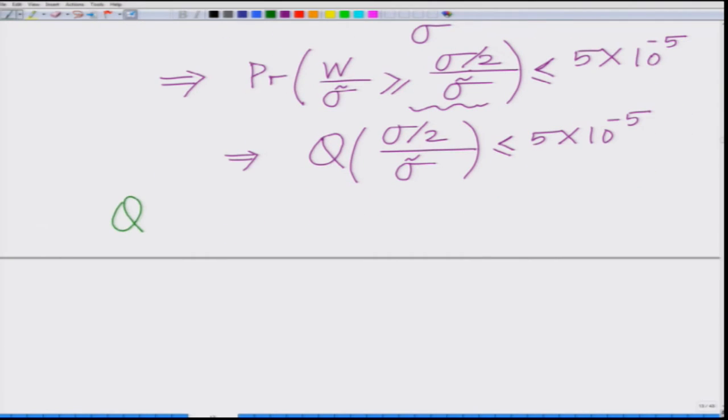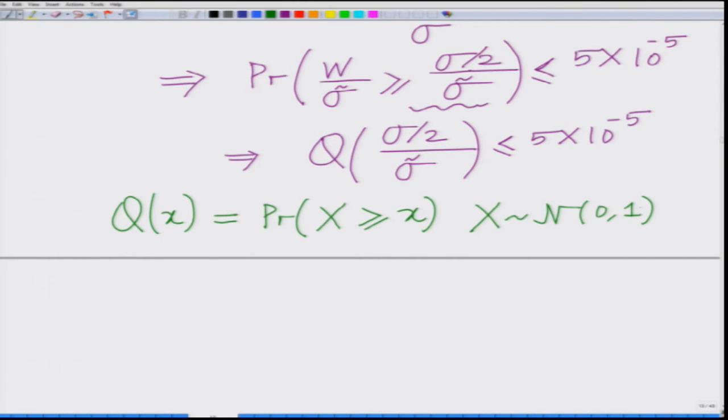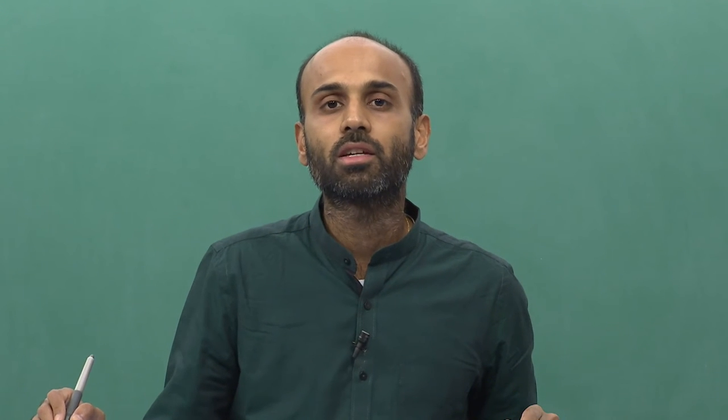Q of x equals the probability that X is greater than or equal to this quantity x, where X is a standard Gaussian random variable, mean 0, variance 1. So, we are saying the probability that w divided by sigma tilde, which is a standard Gaussian random variable, is greater than or equal to sigma by 2 divided by sigma tilde, that is Q of sigma by 2 divided by sigma tilde.